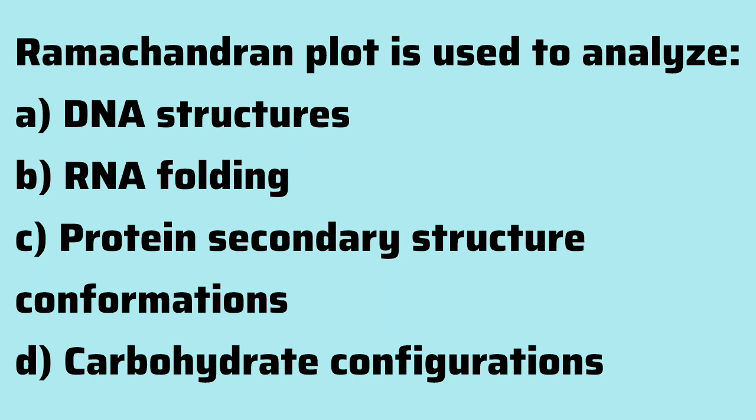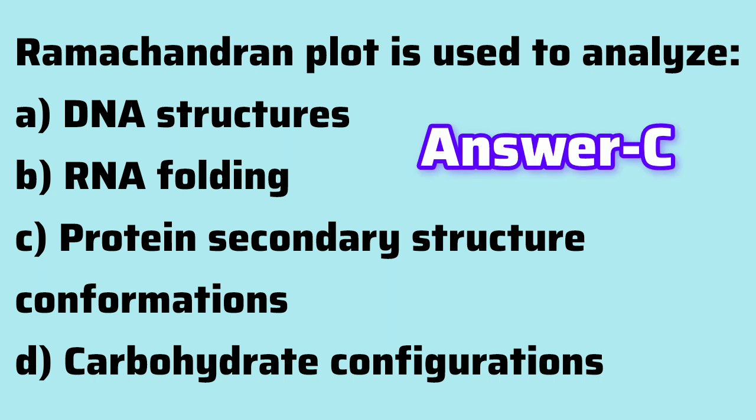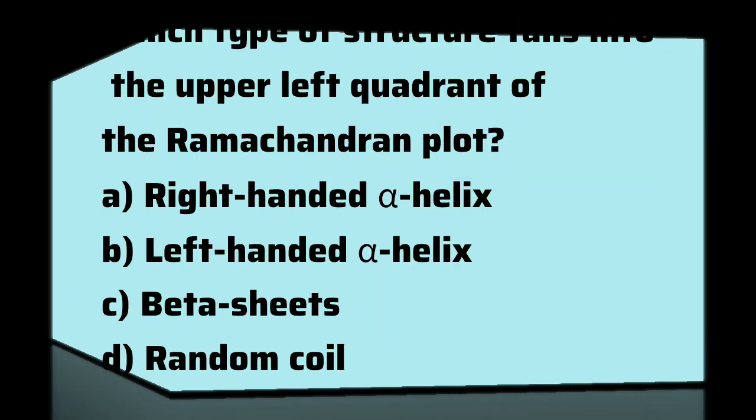The Ramachandran plot is used to analyze what? We have learned that the Ramachandran plot is about protein secondary structure. So let's see: DNA structure, no. RNA folding, no. Protein secondary structure conformation, yes. And carbohydrate configuration, no. Here the correct answer is C, protein secondary structure conformations.